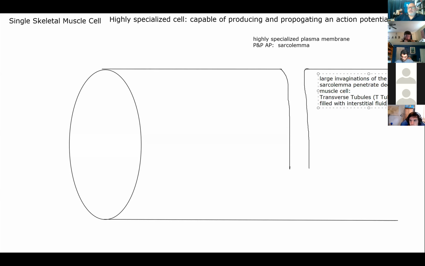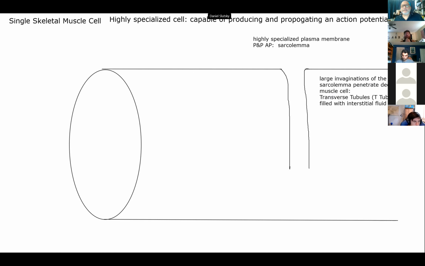Why is that important? Well, because remember, there are differences in the ion concentrations inside or outside the cell. So here in this transverse tubule, would you expect there to be a large amount of sodium or a small amount of sodium? Large. A large amount of potassium or a small amount of potassium? Small, right? Because it is interstitial fluid, it is from outside. Excellent.